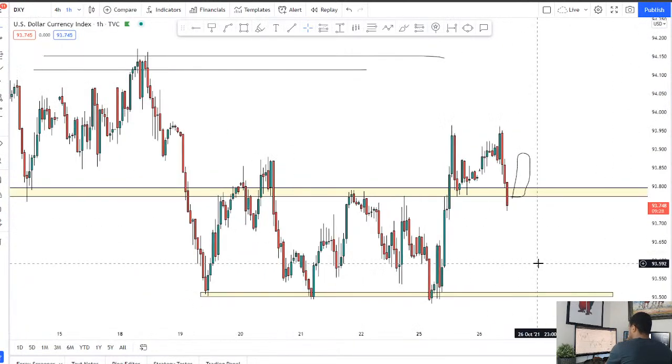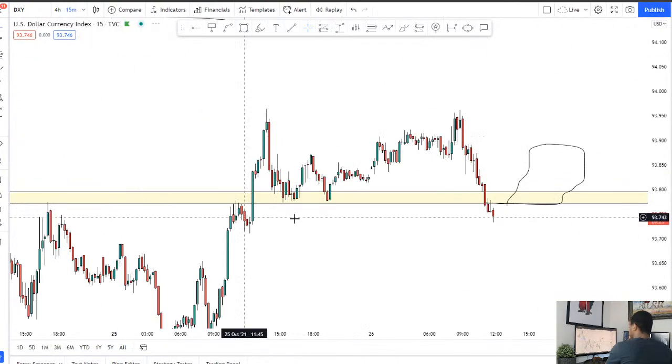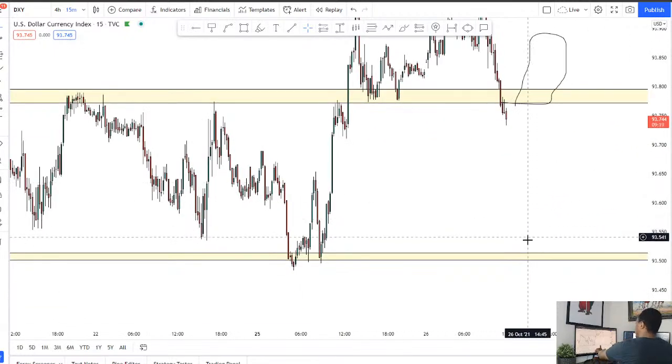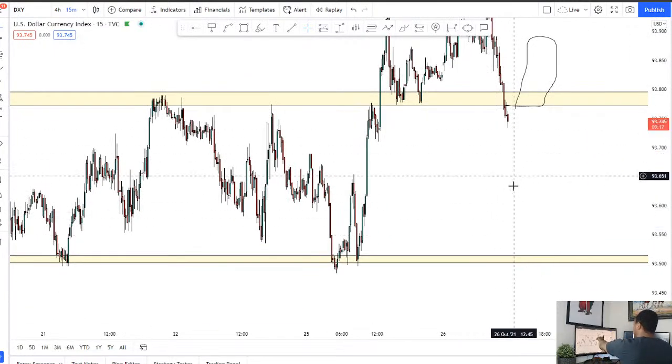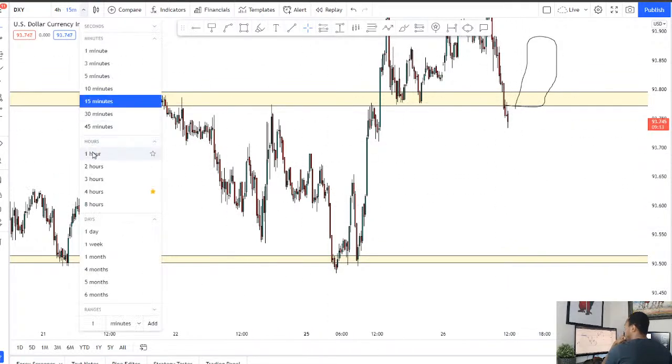It looks like DXY is definitely breaking through that right now. If DXY does continue, 93,500 is where I'm expecting price to go. Again, that's a big fall. This is a 50-minute time frame. That's a big fall to the downside, so it could be some nice swings coming up.